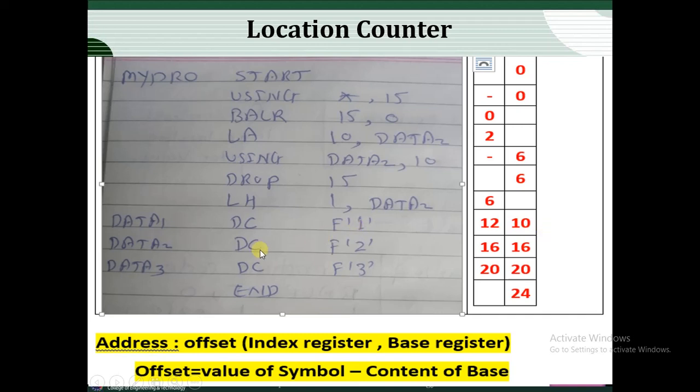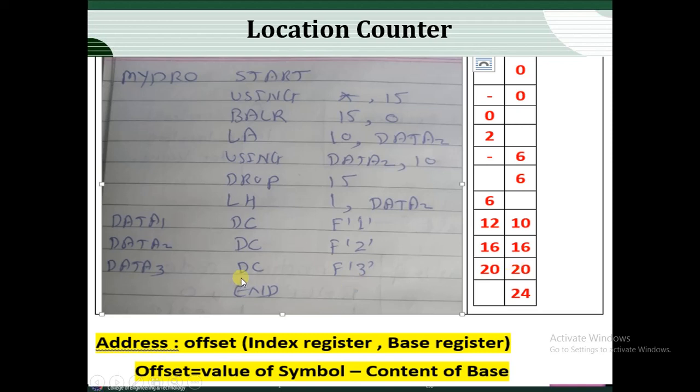Now again we find the DC, 12 plus 4, 16. Again we need to make the alignment. 16 is a multiple of 4 because here we have found the F value. The basic concept we have already discussed, so you must understand that. Now again you may find the DC, we need to make the alignment, so 16 plus 4, 20. 20 is a multiple of 4, so here we write 4.